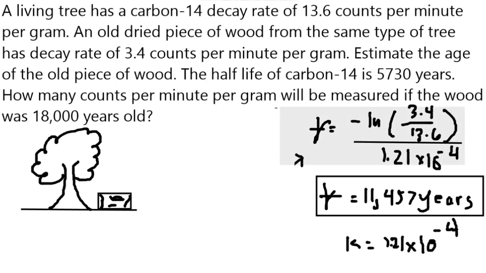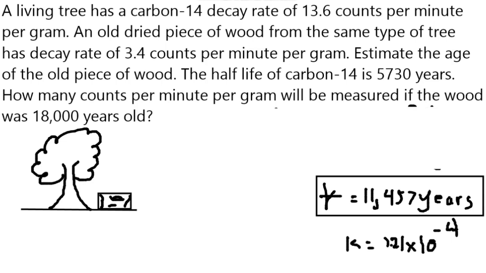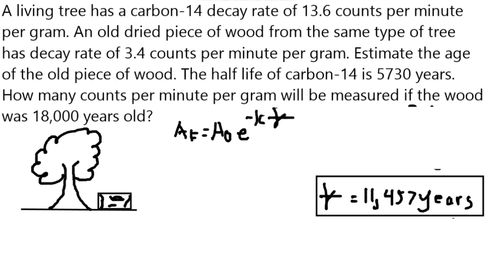Now let's solve the second problem. How many counts per minute per gram will be measured if the wood was 18,000 years old? If this wood has gone by 18,000 years, what is going to be the final amount? We already know the numbers here, so we're going to calculate the A sub f here, and we have A sub initial.